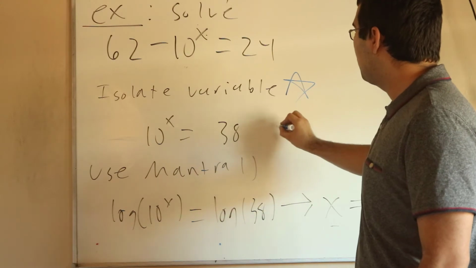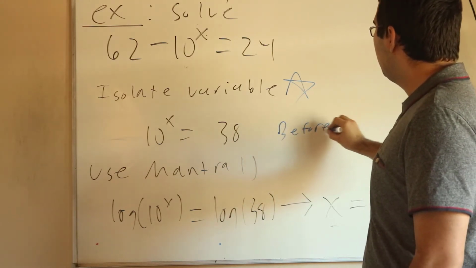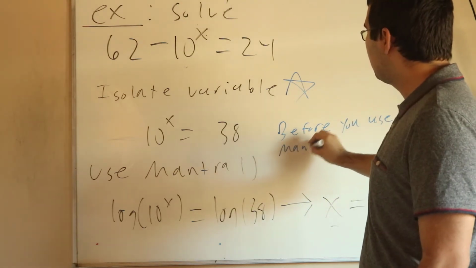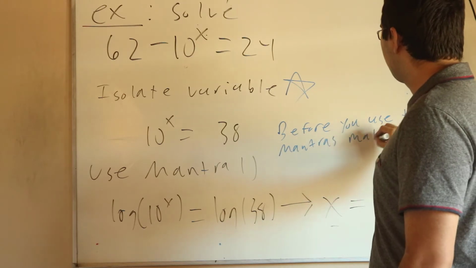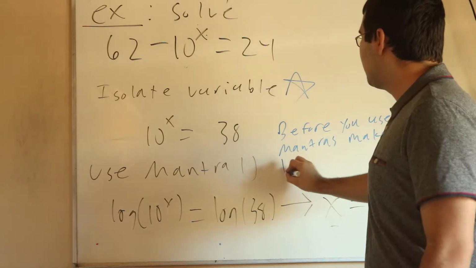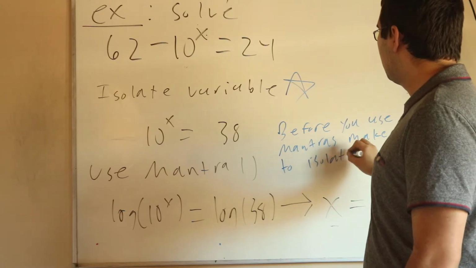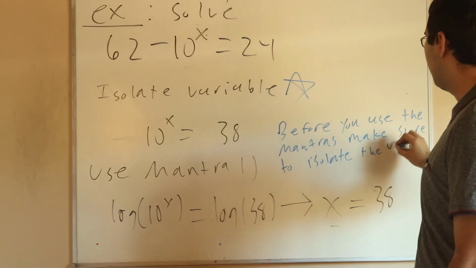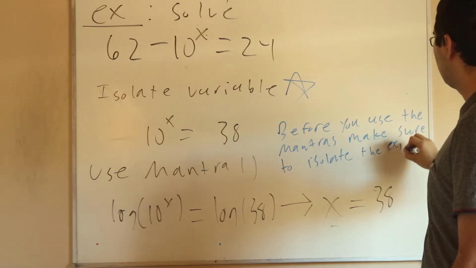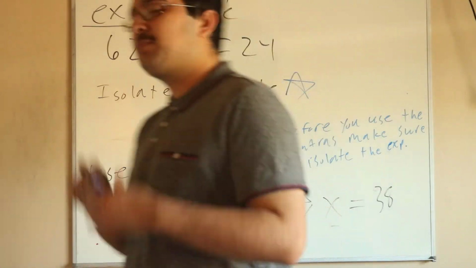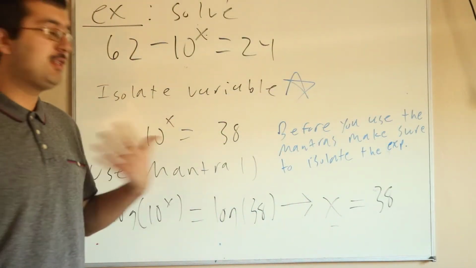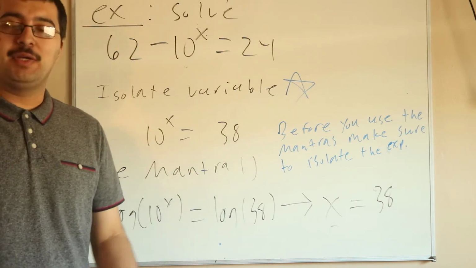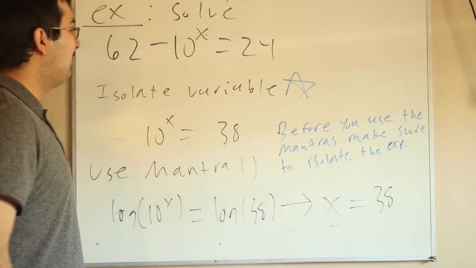So, before you use the techniques, or the mantras, I guess, make sure to isolate the variable. Oh, to isolate the exponential. I'll say exponential. Okay. So yeah, that's pretty much the main purpose of this example, was just to show that before we use these techniques, we got to make sure we isolate, and then we can use them. All right. But besides that, a very straightforward example.